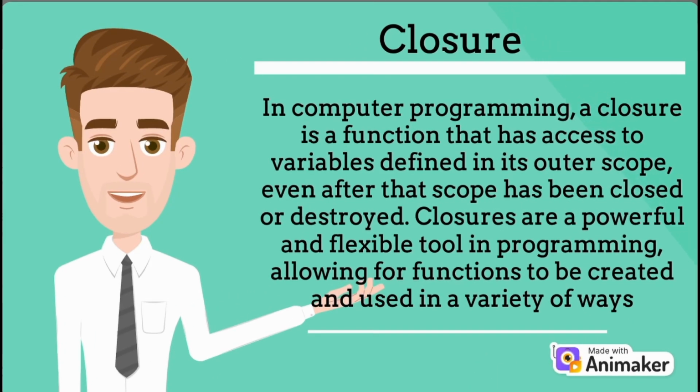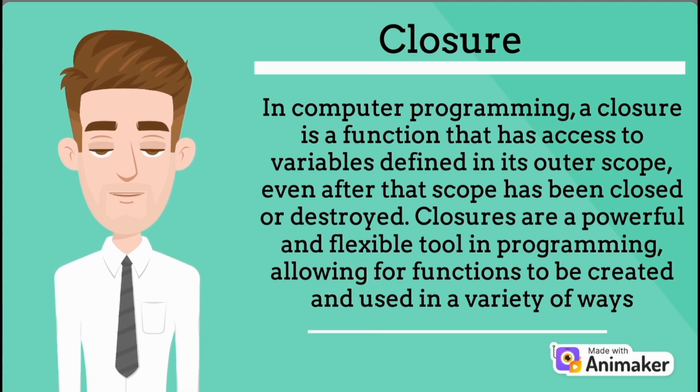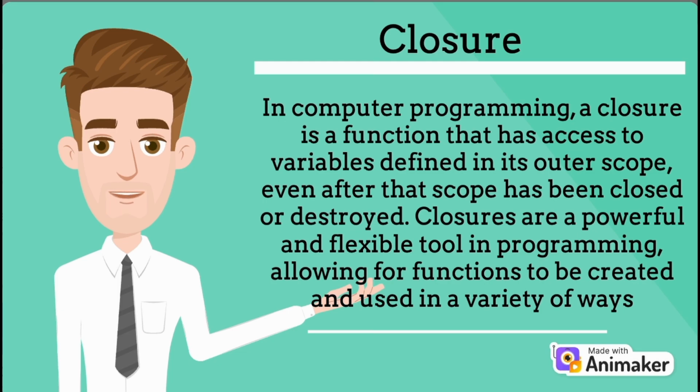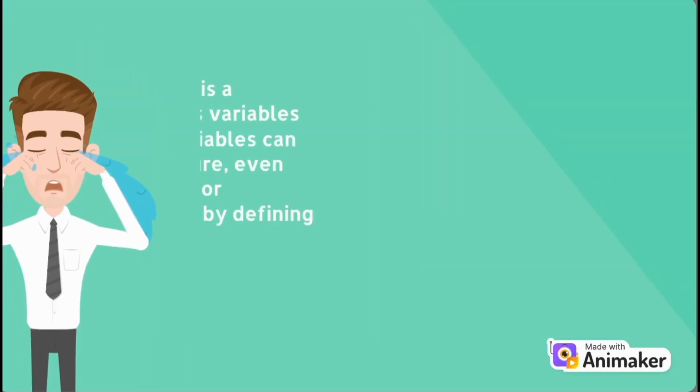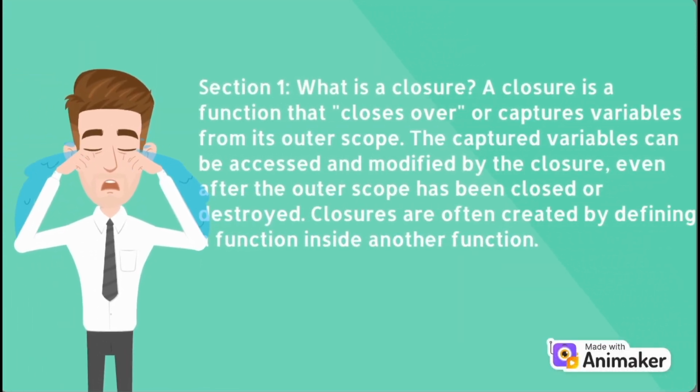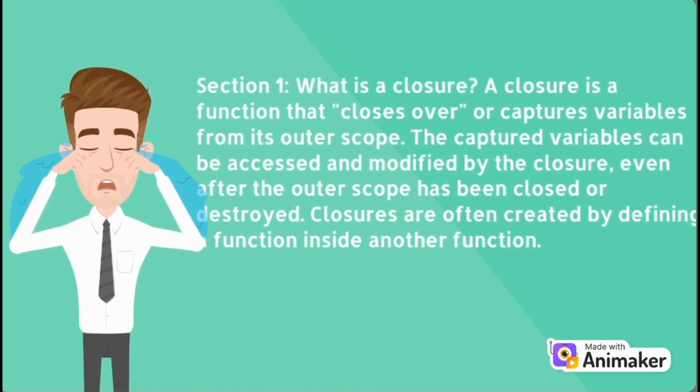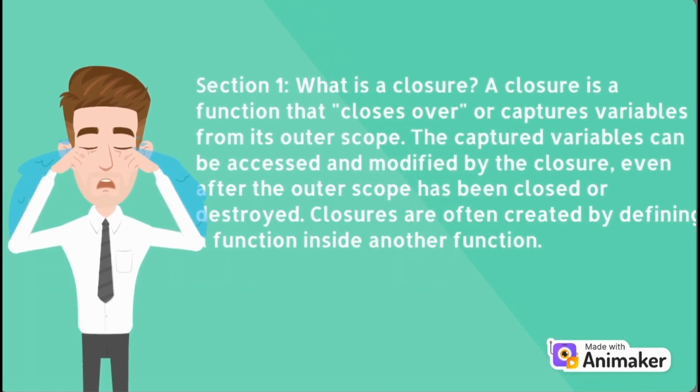A closure is a function that has access to variables defined in its outer scope, even after that scope has been closed or destroyed. Closures are powerful and flexible tools in programming, allowing functions to be created and used in a variety of ways. It's a function that closes over or captures variables from its outer scope. The captured variables can be accessed and modified by the closure, even after the outer scope has been closed or destroyed. Closures are often created by defining functions inside another function.